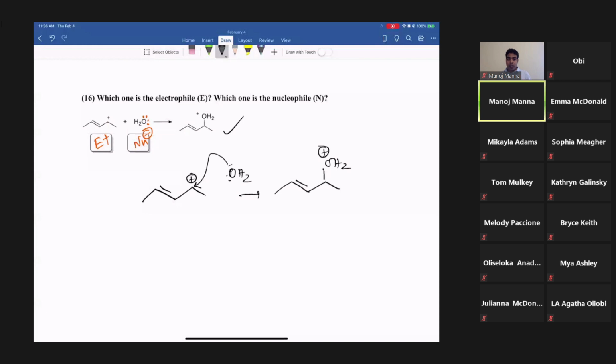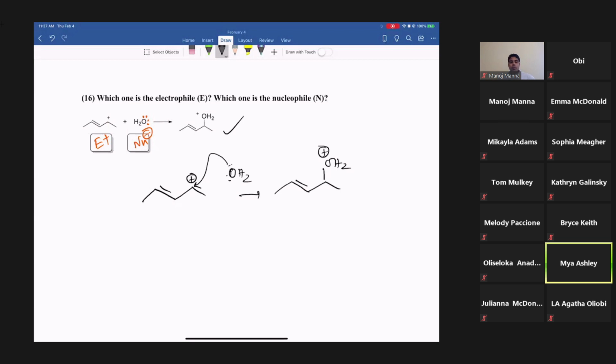For chemical reactions, wherever we have a reaction, we have to find out which will act as the electrophile and which will act as the nucleophile, based on the rule that a positive charge center, which is electron deficient, will act as an electrophile. Right? Clear, everybody? Any questions?